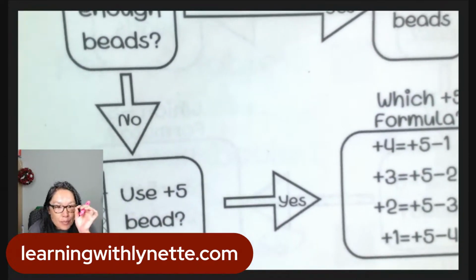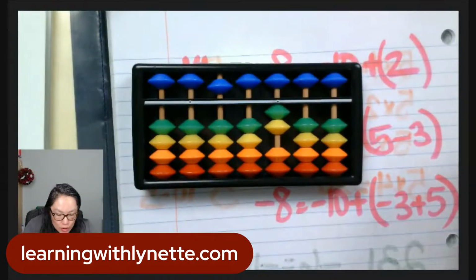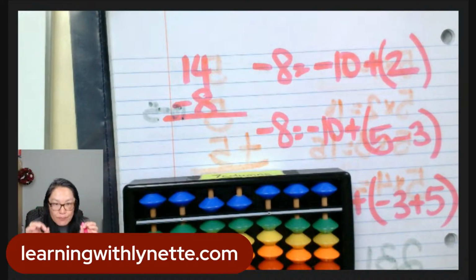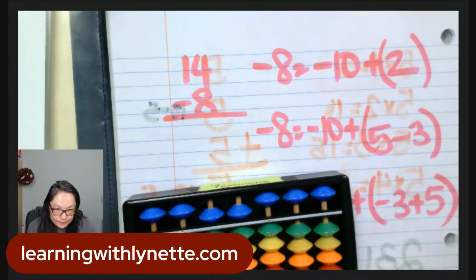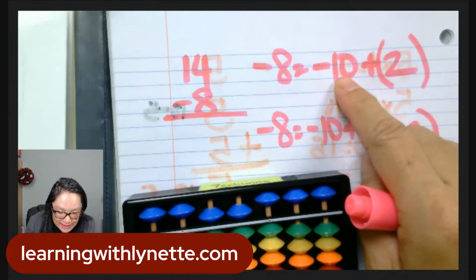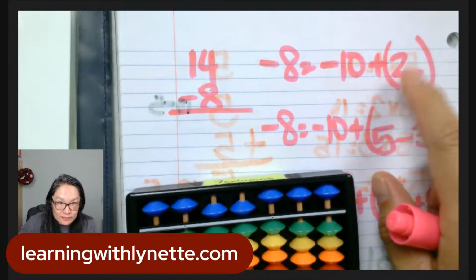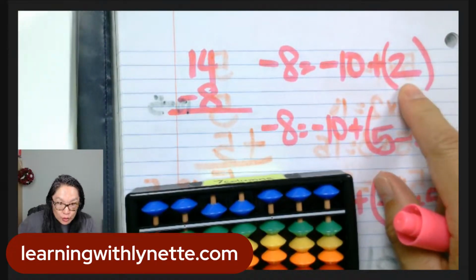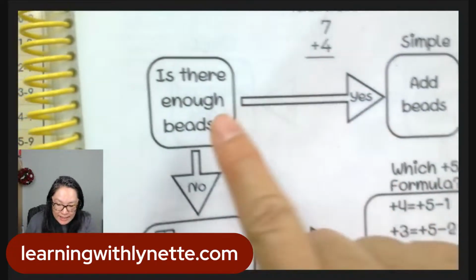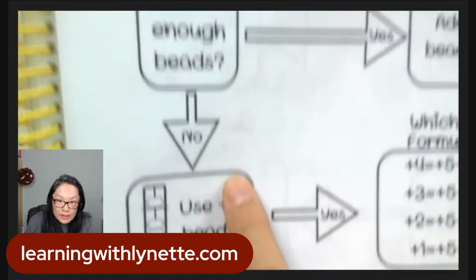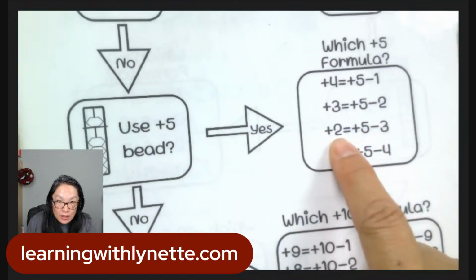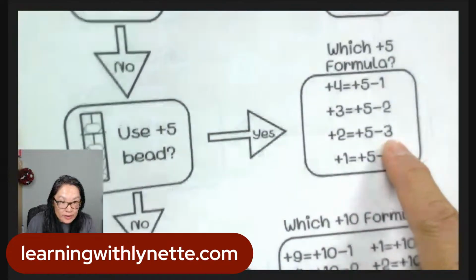Every number has to go through this process. Every number. Either this number or this number, it doesn't matter. Every number has to go through the same process. Because if we did 10 plus 2, can you do it? No. Then I got to use this, the 5. Plus 2 is equal to plus the 5 minus 3.